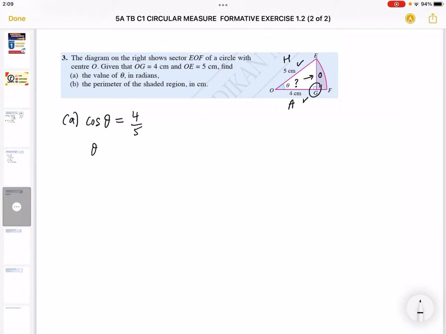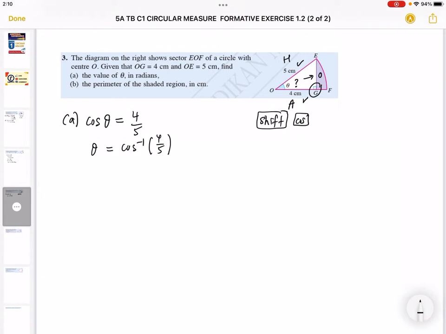Now to find theta, you can use your calculator. We call this an arc cos or cos inverse. Please press shift and then press the cos button on your calculator. Be sure to change your calculator to radian mode, depending on which model you're using. So I hope you know how to change your calculator to radian mode so that whatever you're getting here is straight away in radian.